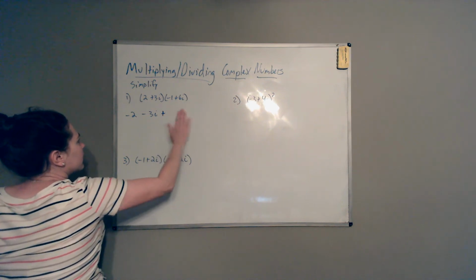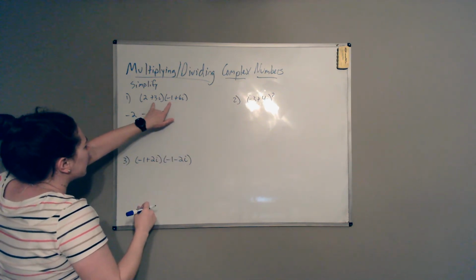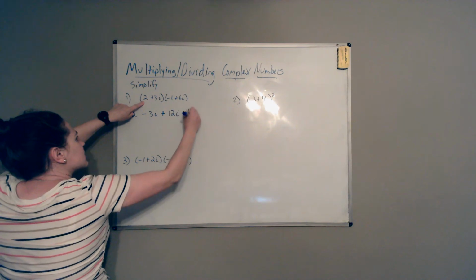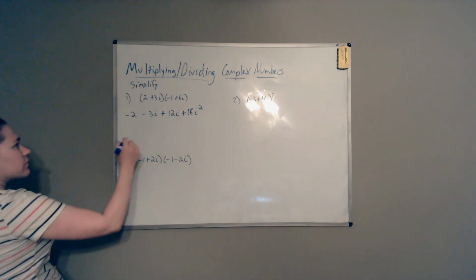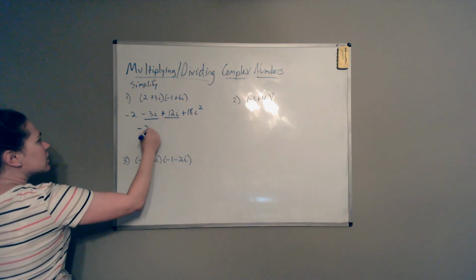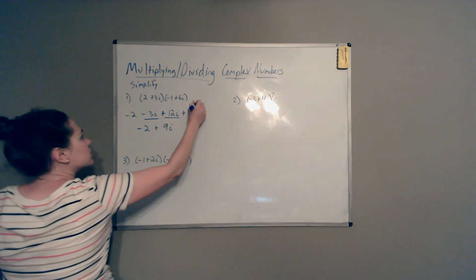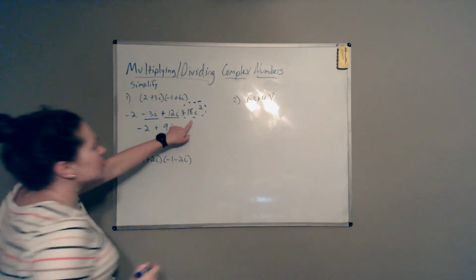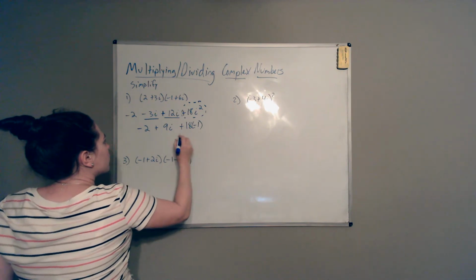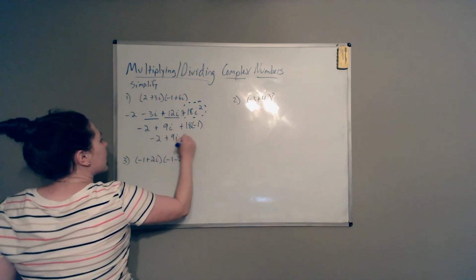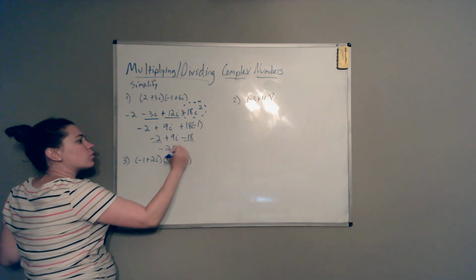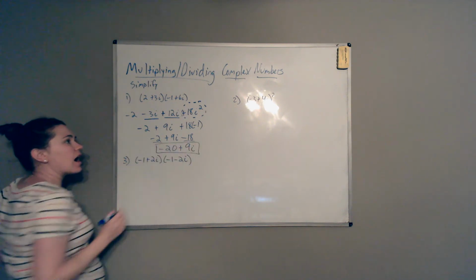Oh, I forgot a term. Hold on, let's make sure I follow. Negative 3i, and I jumped in there, but that's plus 12i and then plus 18i squared, sorry. So now we have to make sure we simplify four terms, right? I can see that these are two like terms. That's going to give me plus 9i, and this term needs to be simplified. 18i squared, i squared is the same as negative 1. So 18 times negative 1, this is really negative 2 plus 9i minus 18, and then negative 2 minus 18 is going to give you negative 20.